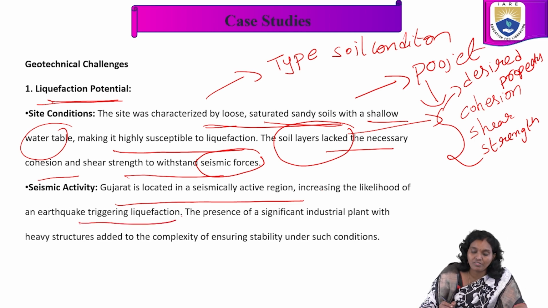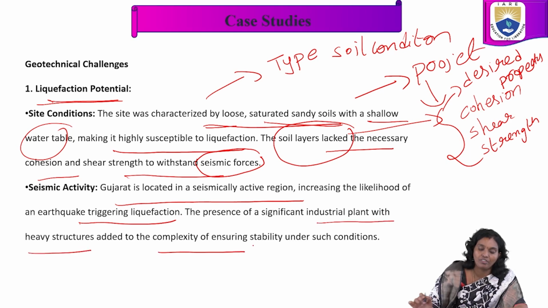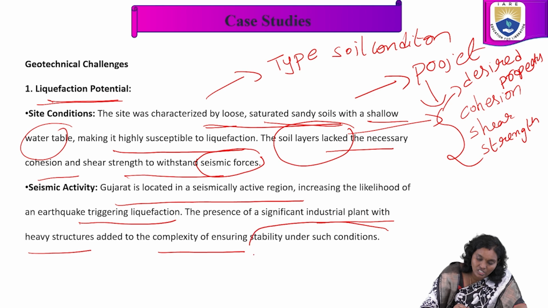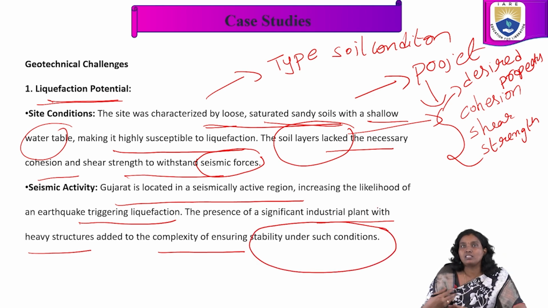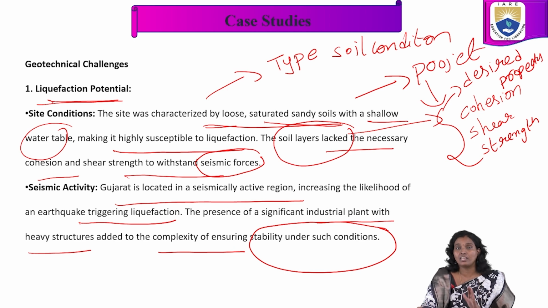The presence of a significant industrial plant with heavy structures adds to the complexity of ensuring stability under such conditions. With seismic activity and earthquake-triggered liquefaction, construction is highly difficult. An industrial plant means heavy loads, a heavy structure. Adding this complexity in this case study, we have to ensure stability under such conditions.